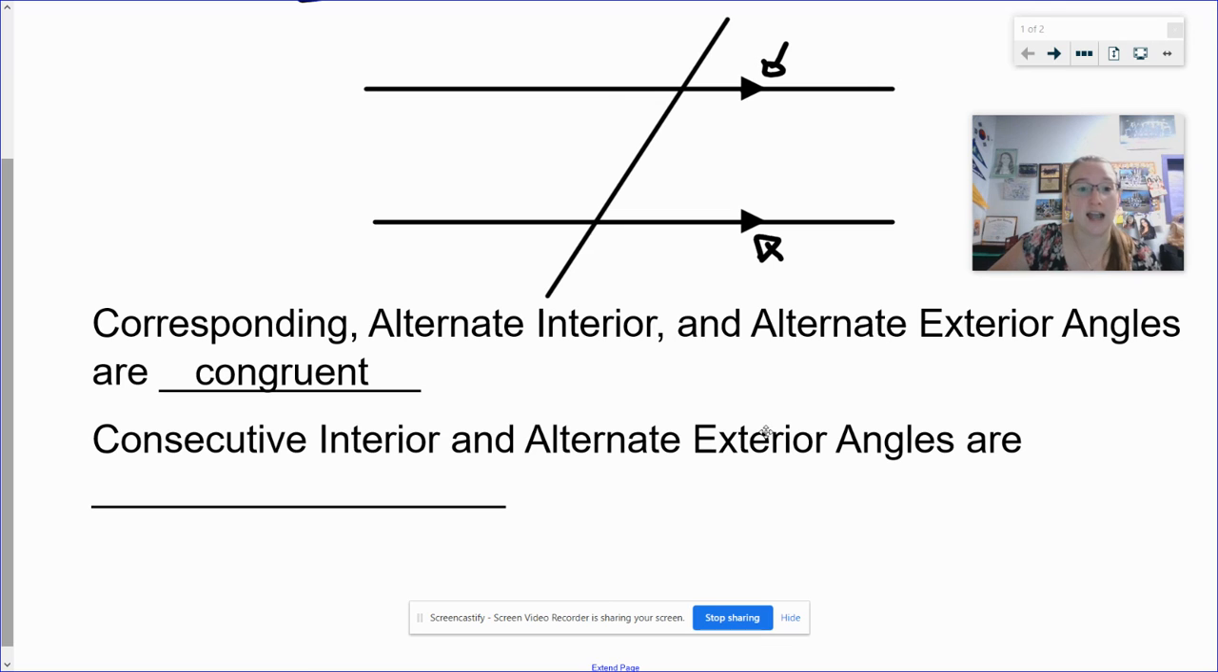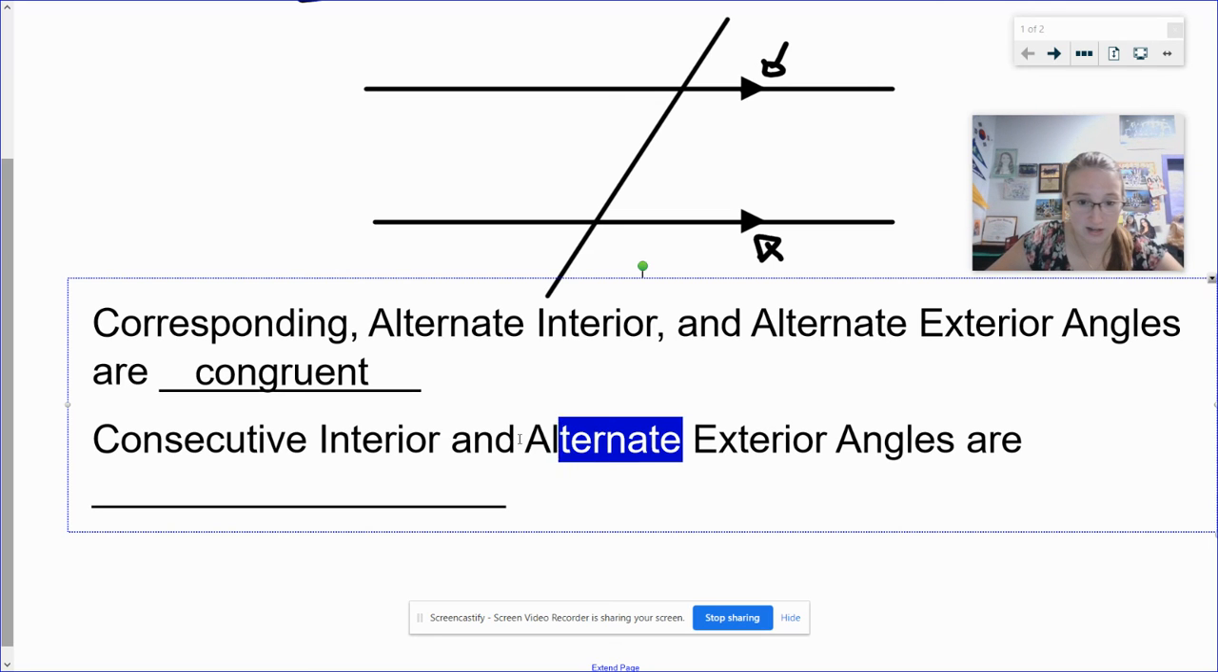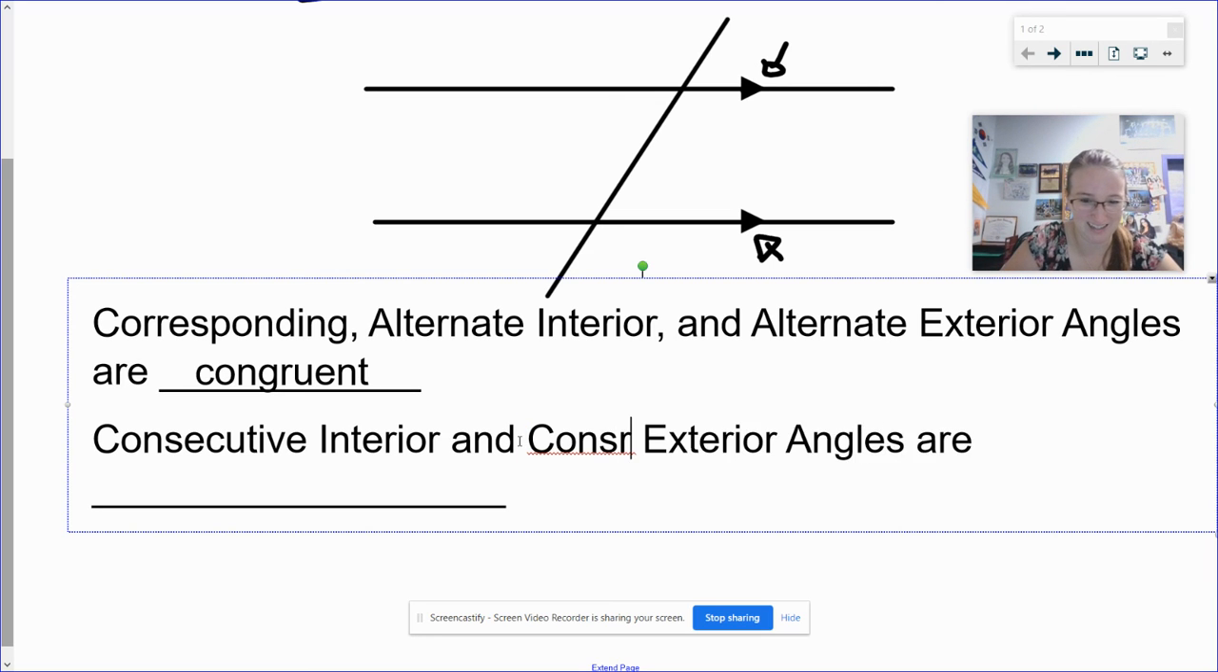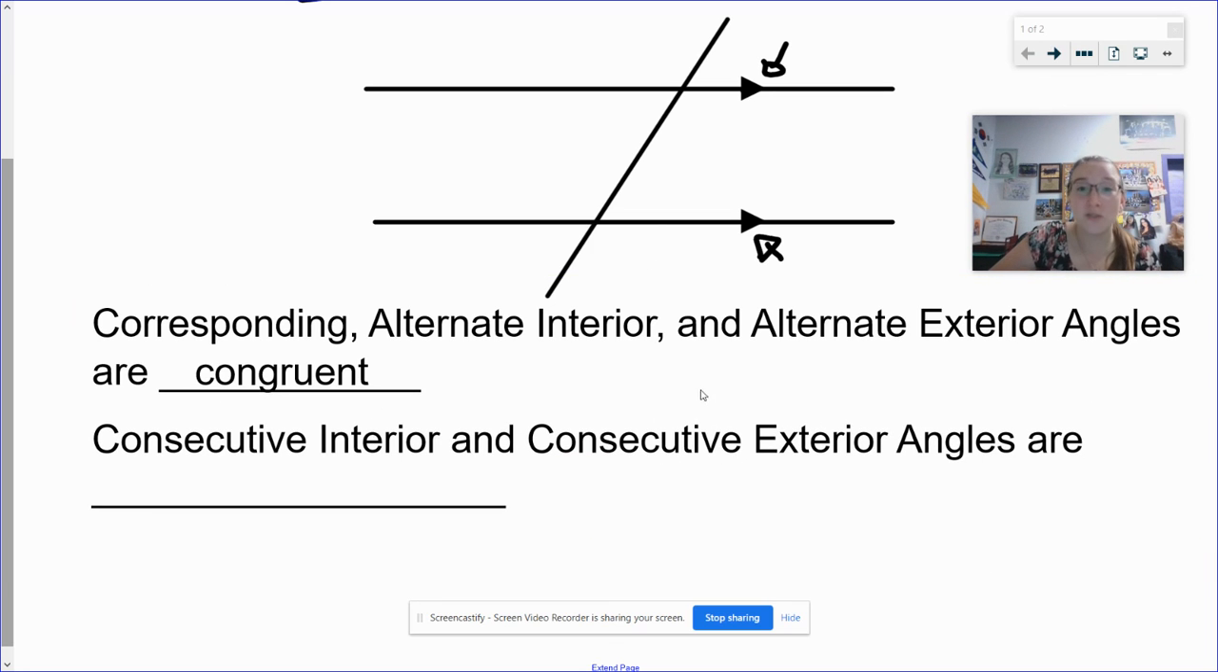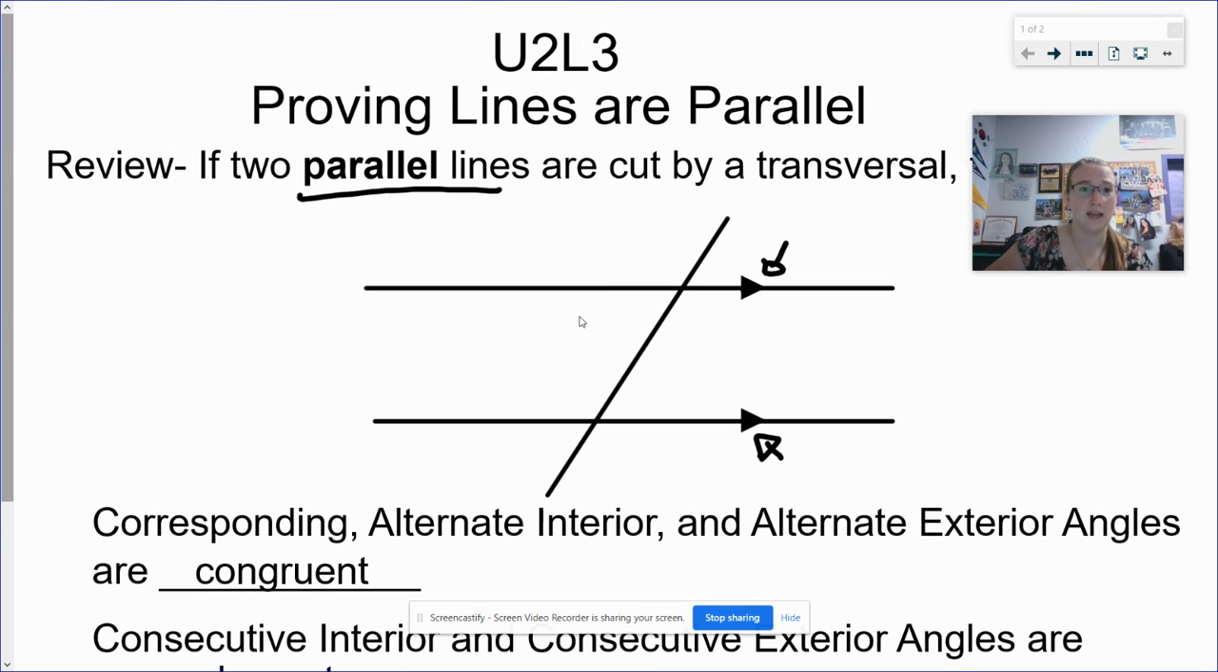Consecutive interior and, whoops, my bad, consecutive exterior angles, sorry. Both the consecutives are what? Supplementary. They add to 180. You have to have those relationships either memorized or written in a nice, easily accessible place in your notes because you can reference that during your test. So here's what we know again. If two parallel lines are cut by a transversal, then these relationships are true.